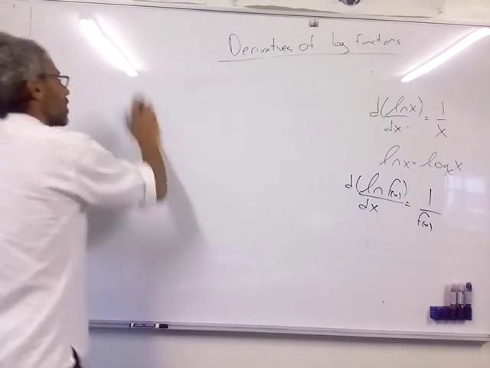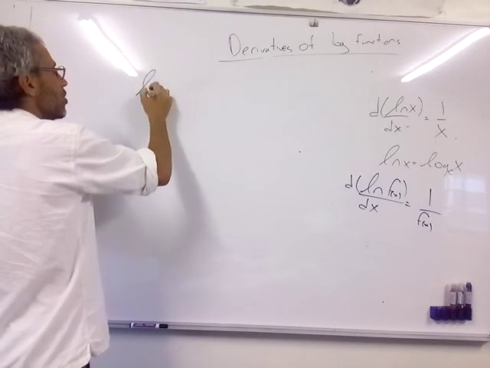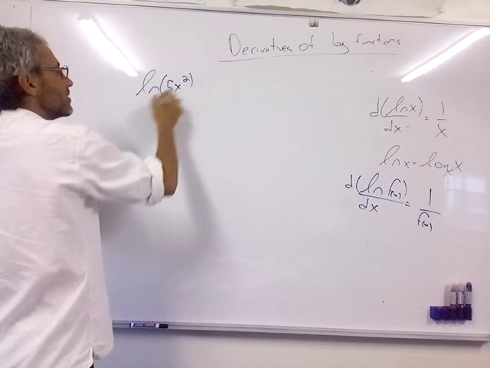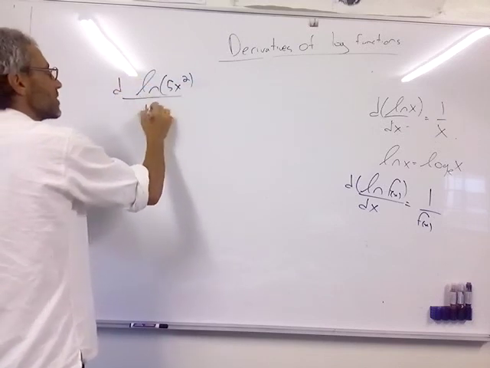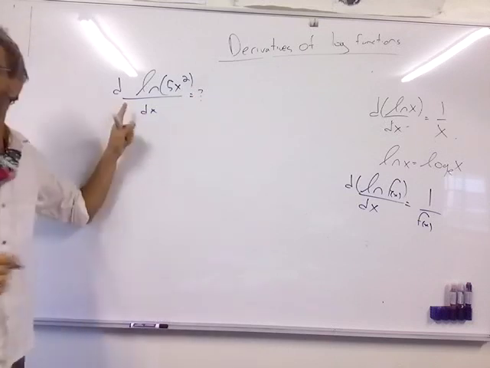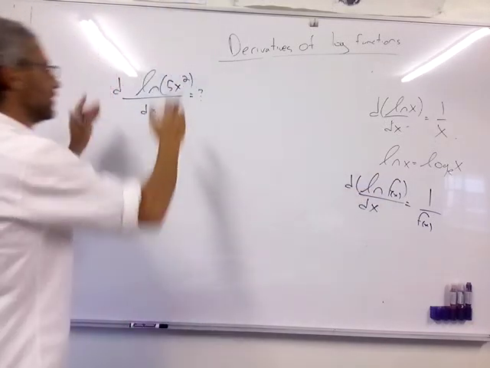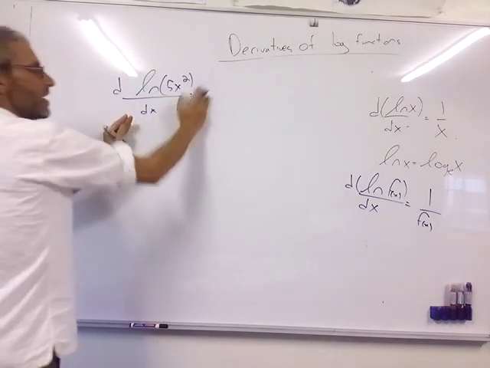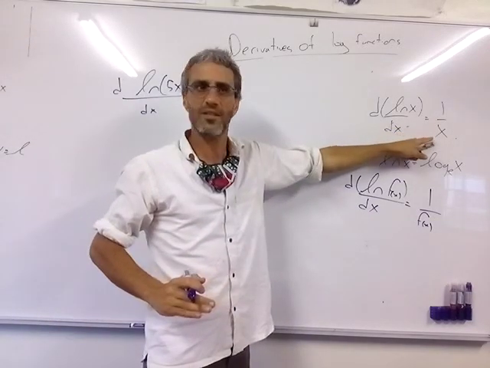So maybe I should start with an example. Let's say I want to find out the derivative of log 5x squared with respect to x. So this is what I'm trying to find out. Forget about this f of x, it's too general. I've got a function, and I want to find out the derivative of that. If I just had x, the derivative would be 1 over x, yeah?